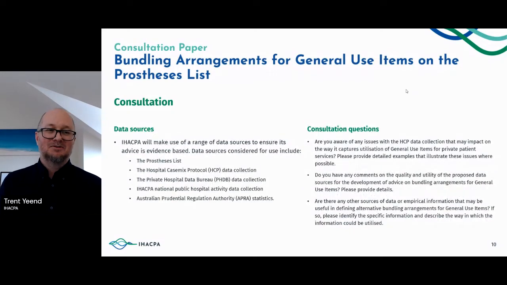So on to the actual consultation paper sections, the first section being data sources. IHACPA is intending to make use of a range of data sources to ensure the advice is evidence-based. The data sources we're considering for use include the Prostheses List itself, which, as I mentioned before, is used to identify these general use items as billing codes.